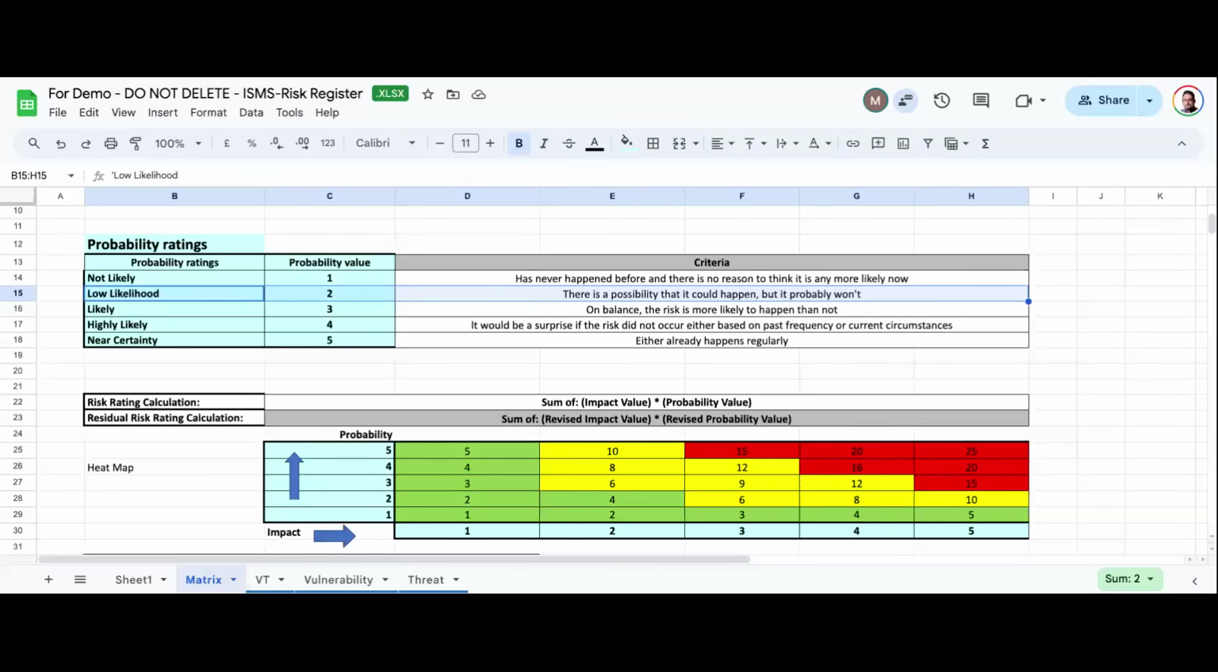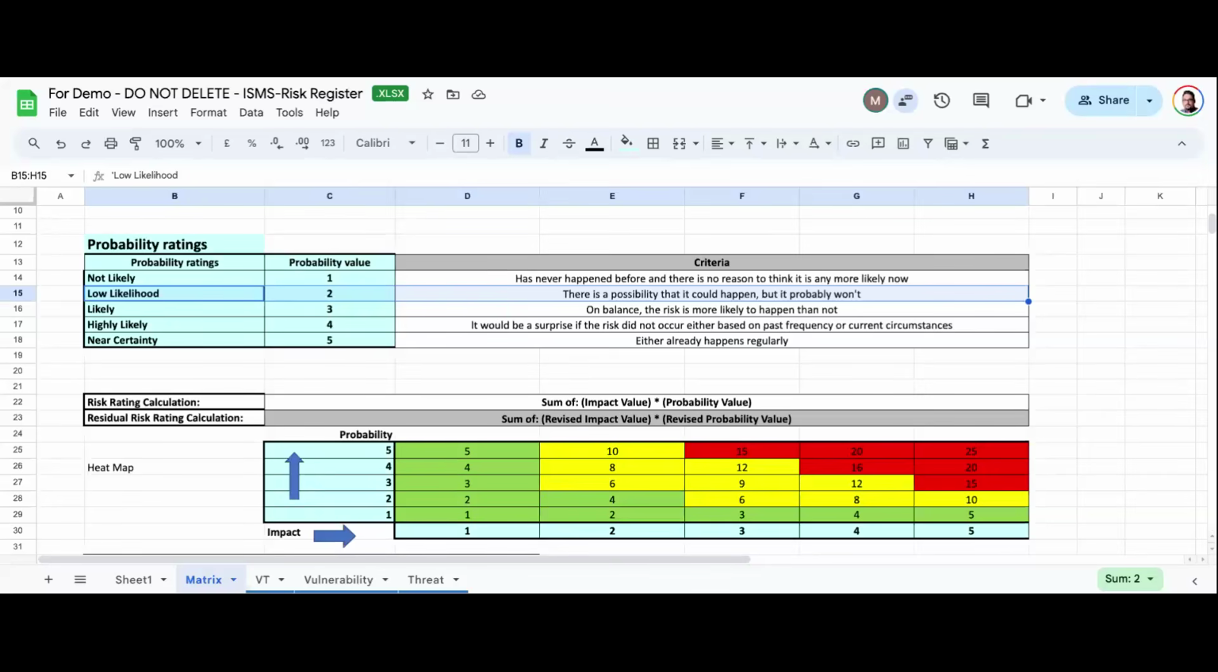After that, you will consider the historical data, like I think Isaac mentioned. You need to look at whether it has happened and how frequently it has happened in that same organization, and thirdly, you need to consider the type of data, what all data is involved. These three things will actually help you decide the probability ratings.